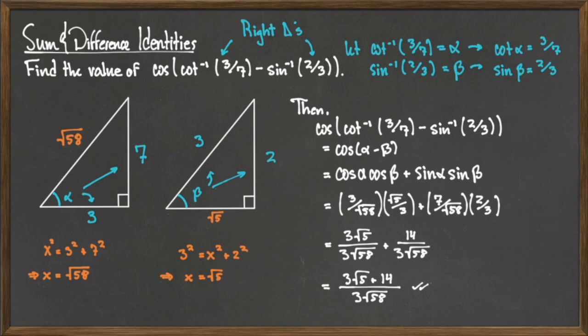This is going to be the exact value of the cosine of cotangent inverse of 3 over 7 minus sine inverse of 2 over 3.